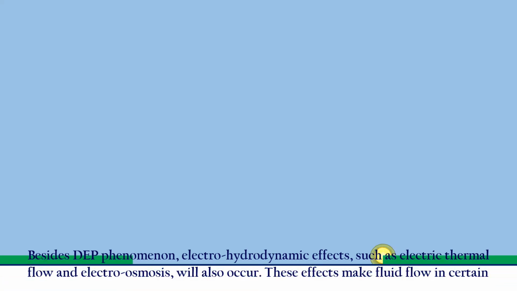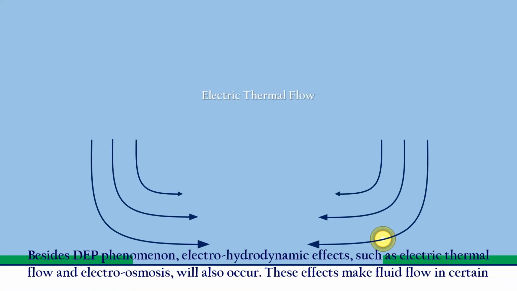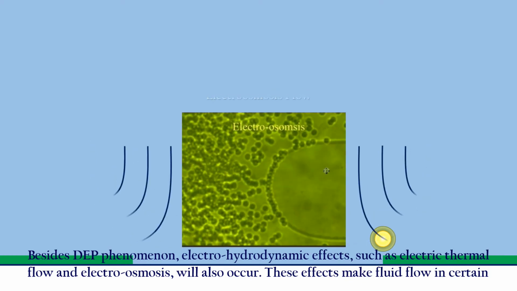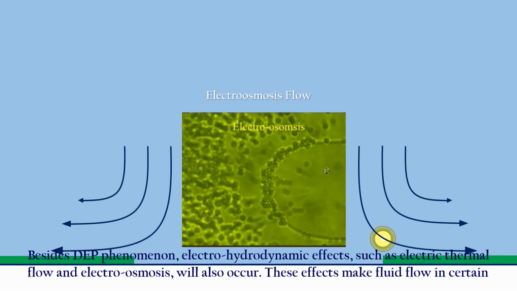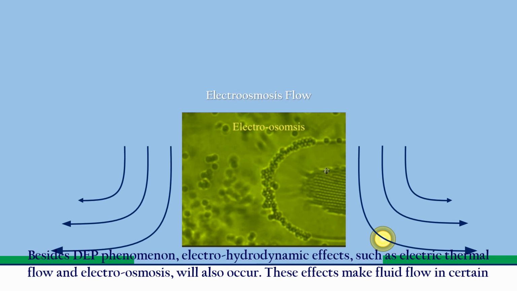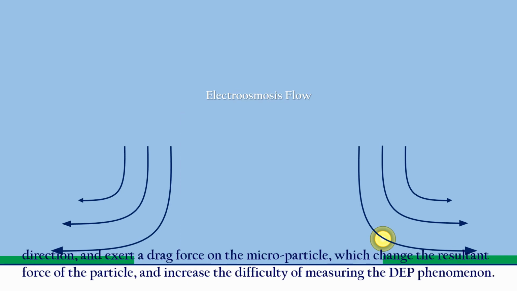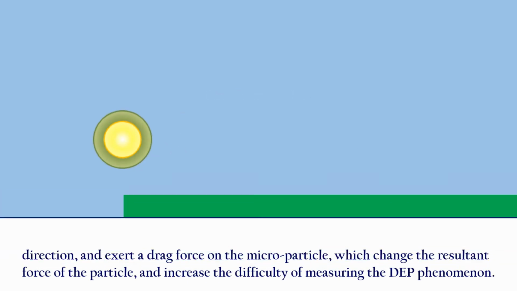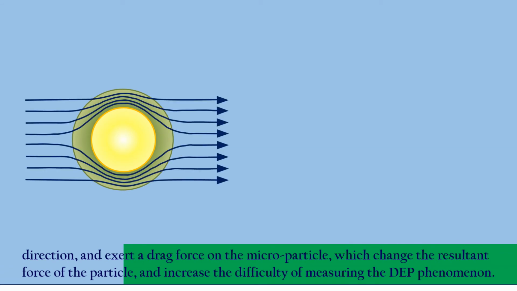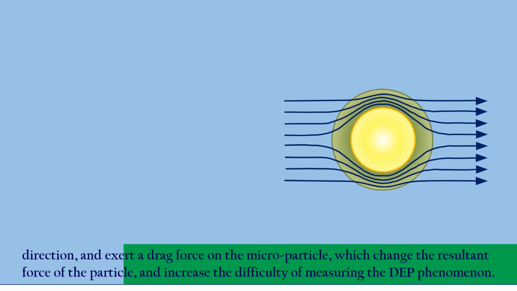Besides the DEP phenomenon, electrohydrodynamic effects such as electric thermal flow and electroosmosis will also occur. These effects make fluid flow in a certain direction and exert a drag force on the microparticle, which changes the resultant force of the particle and increases the difficulty of measuring the DEP phenomenon.